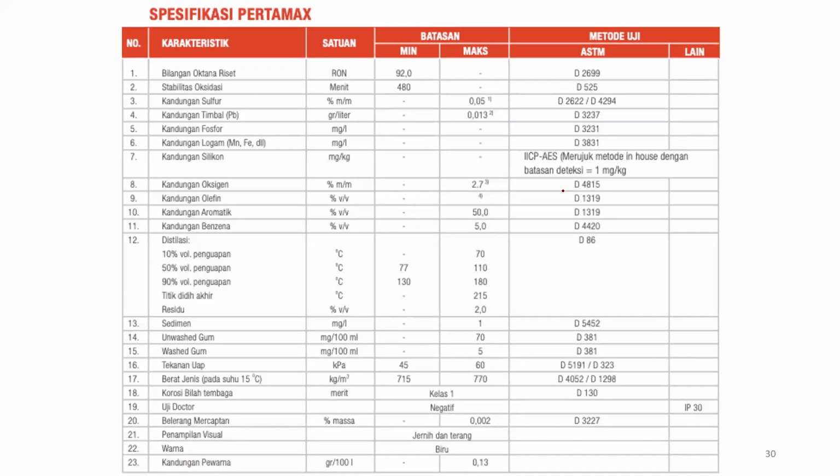Okay, so this is another example. This is the example for the specifications of the Pertamax. You can see that there is the octane number, oxidation stability, sulfur content, lead content, phosphor content, and so on. So we can say that after the fuel fulfills these requirements, it can be delivered and distributed to the people.